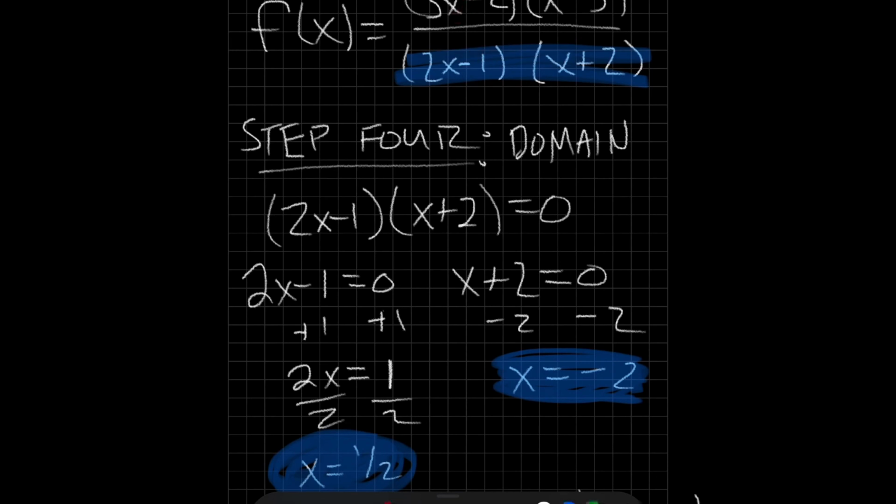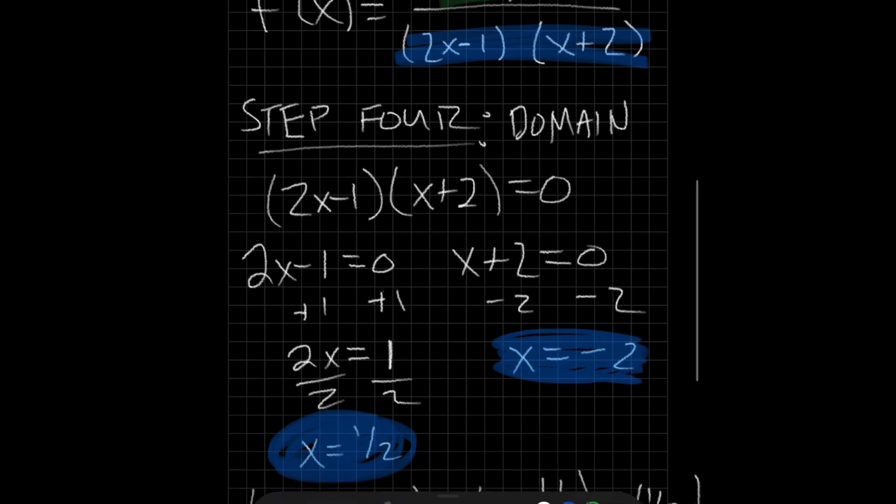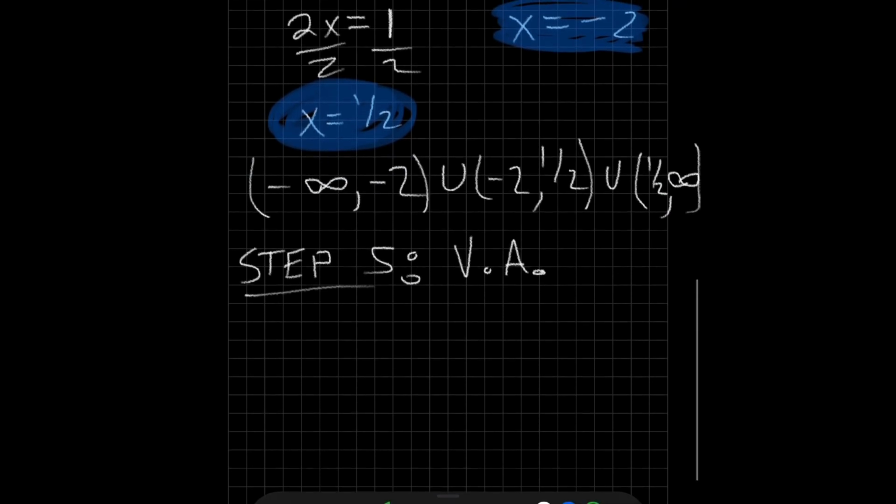But I see that they're not. I don't have any factors in common between my numerator and denominator. I'll highlight that in green. If I look at my numerator and my denominator, I actually don't have anything in common. So that means I have vertical asymptotes at x equals 1/2 and x equals -2.